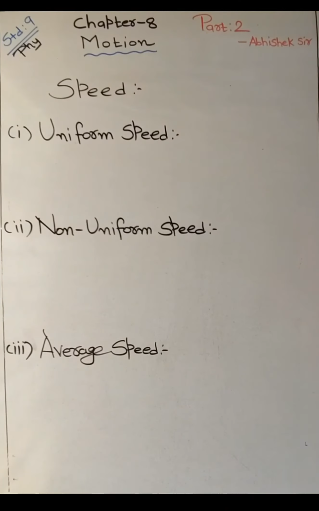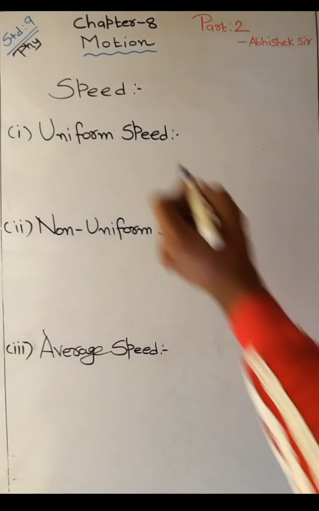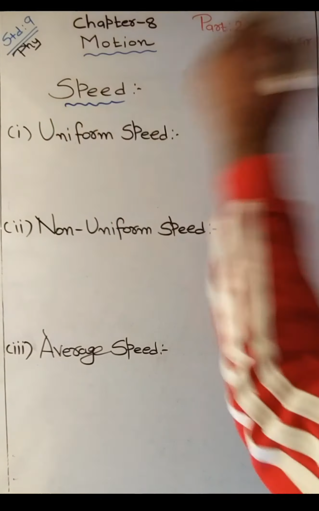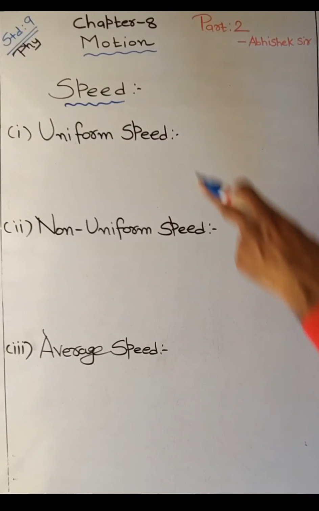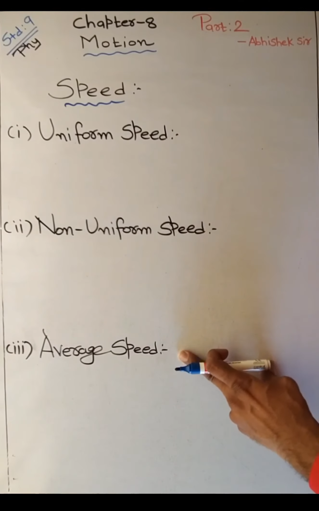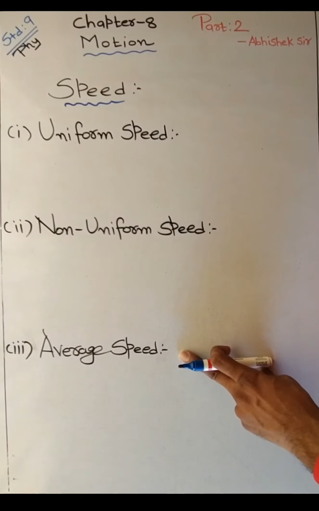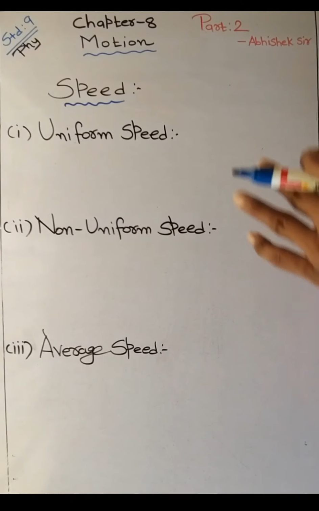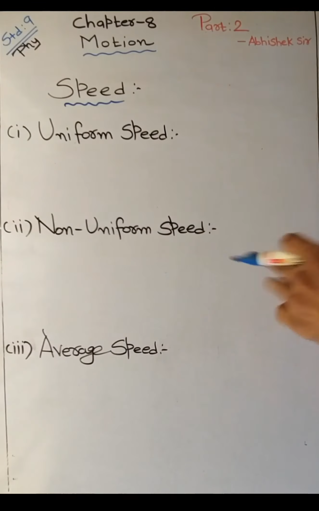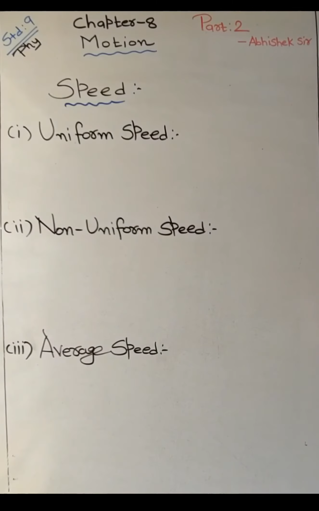Now moving ahead in the speed topic, what are the three different subtopics in this? We have already discussed that uniform speed, non-uniform speed, and average speed will be the subtopics. Now quickly, as we have already studied what is uniform motion and non-uniform motion, we'll relate that with speed. So there are two topics, uniform speed or non-uniform speed.